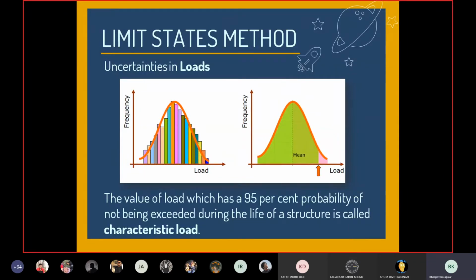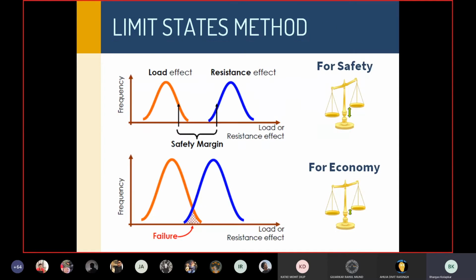Do you understand the difference? So what we are doing is we are taking such a value of load that has only 5% probability of being exceeded during the life of the structure. So what we are basically doing is we are sort of underestimating the strength and we are overestimating the load.